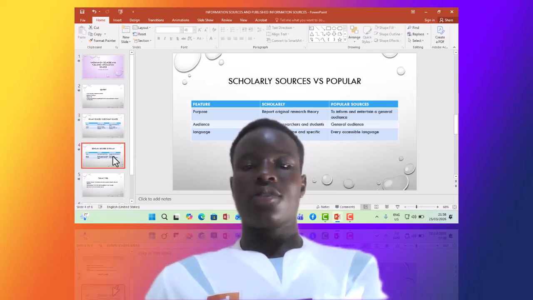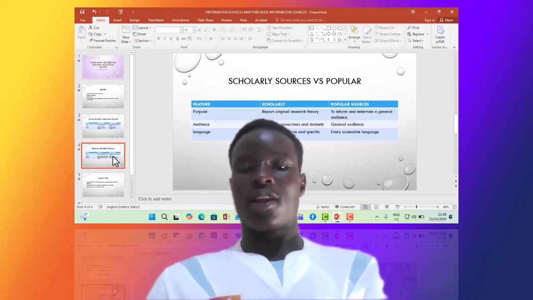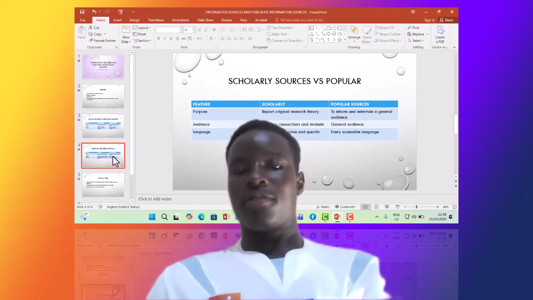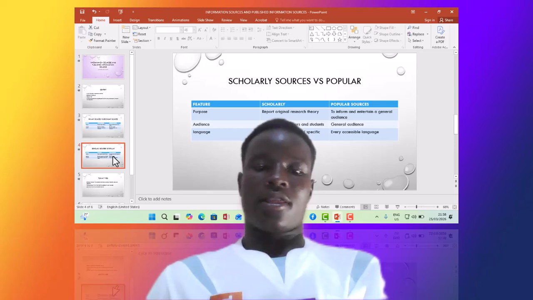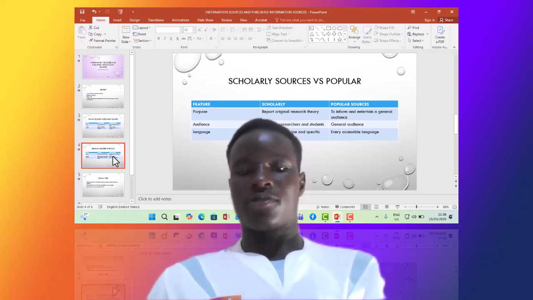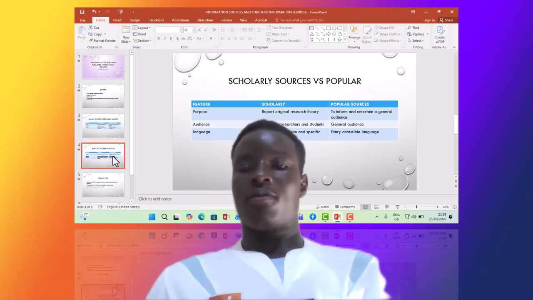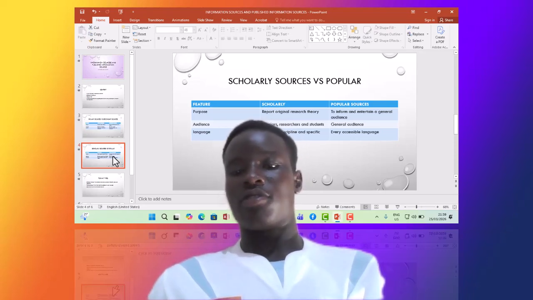So I can take you through scholarly briefly. Scholarly sources versus popular. As the purpose, scholarly reports original research and theory. Popular informs and entertains a general audience. Then when you look at the audience, for scholarly, the sources of information are scholars, researchers, and students. And then looking at the popular sources, you find that it is a general audience.